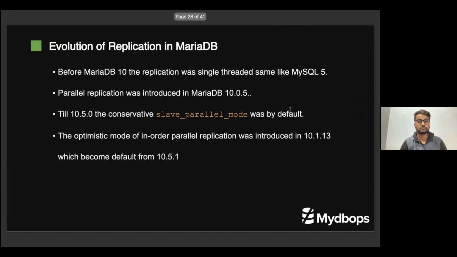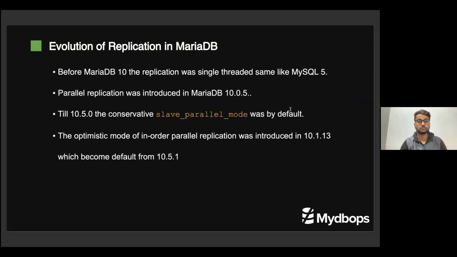Before MariaDB 10, the replication was single-threaded, the same as MySQL 5. It doesn't have parallelism. There are no worker threads. The IO thread reads the binary log and writes into the relay log, and from the relay log the SQL thread applies the changes to the slave database.